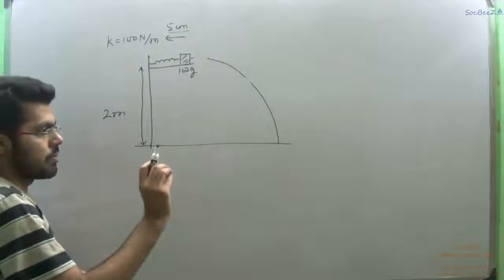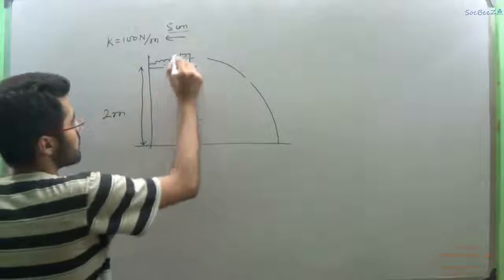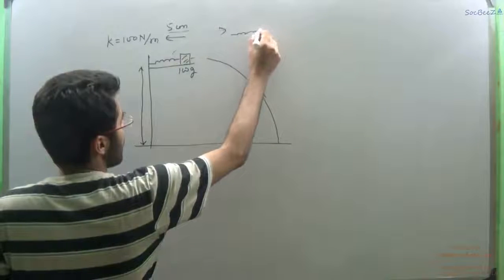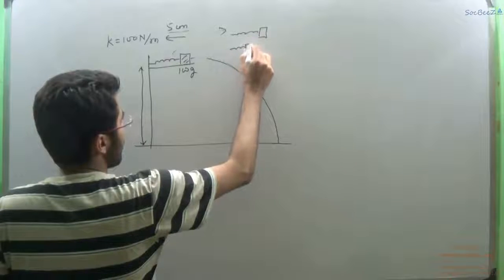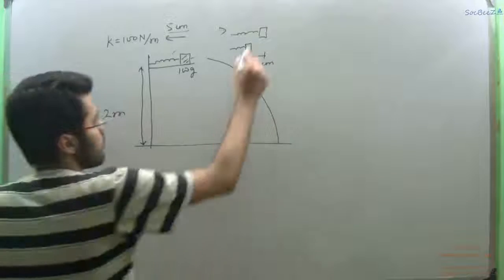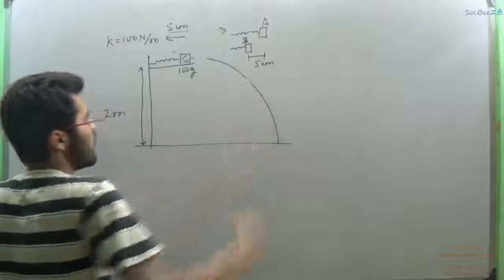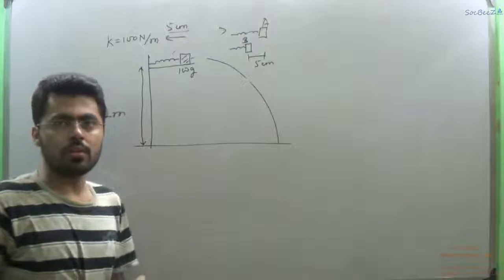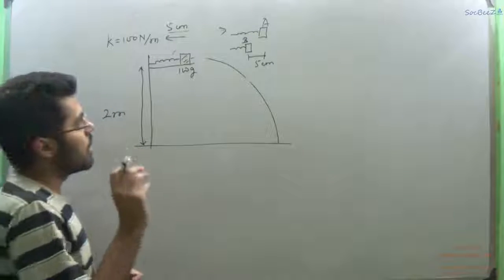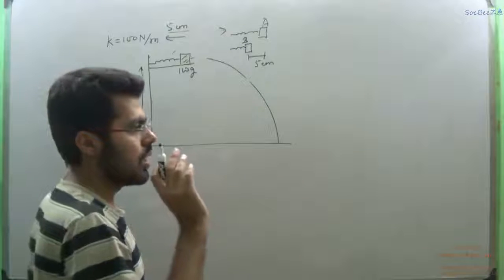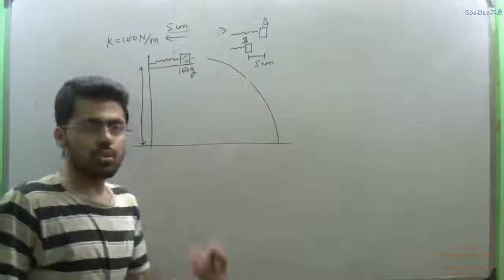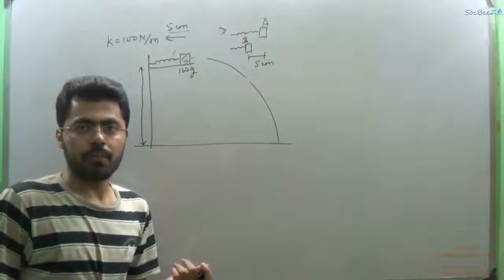So it is first compressed. Till the point it is compressed, if I draw the picture here, this is 5 centimeter. So at both the points, point A and point B, the kinetic energy of the block is 0. Block is not in motion till that point. So whatever work one needs to do in taking the block from A to B, that amount of work is basically stored in the form of potential energy in the spring.